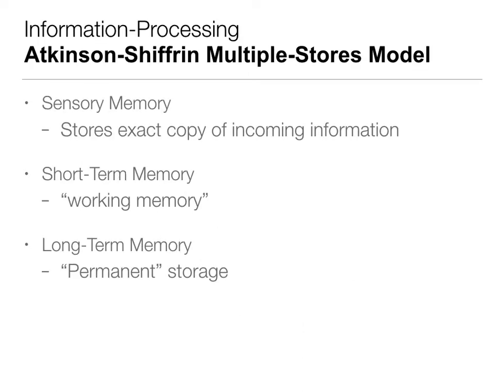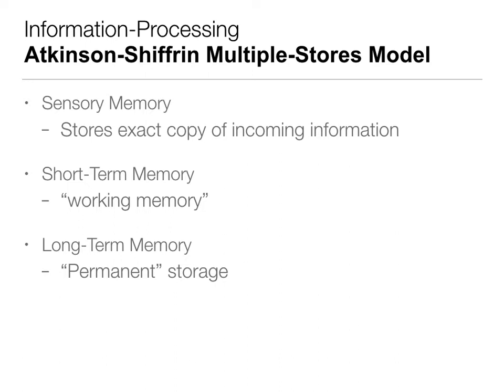The information processing perspective, or the Atkinson-Shiffrin multiple stores model, says that there are different kinds of memory, and there are different ways in which this is happening. So one of these multiple stores is sensory memory, and this is storing an exact copy of incoming information. You can all recognize a smell or a song, and it is attached to other things, okay? Again, you remember that exact copy of that sensory information.